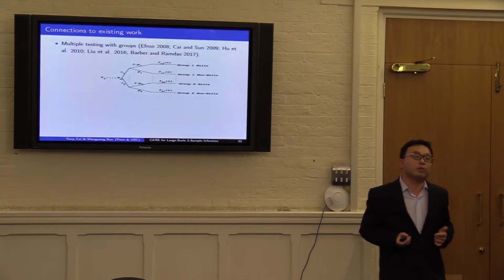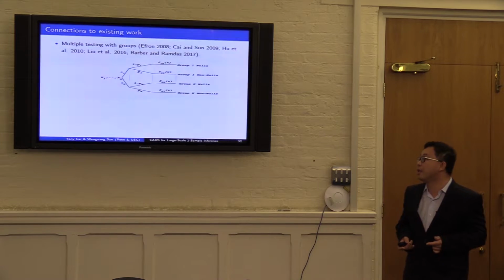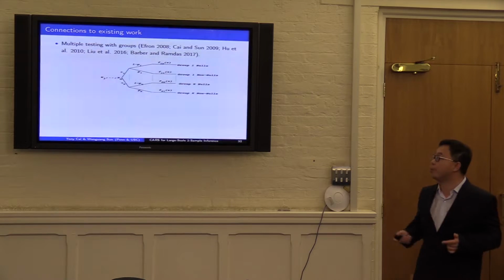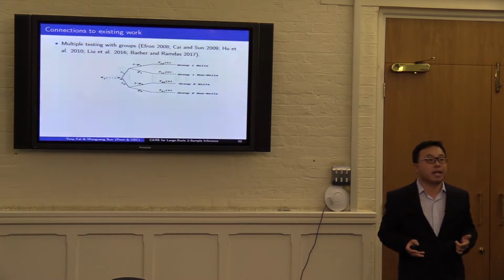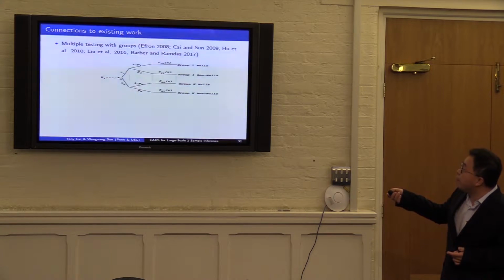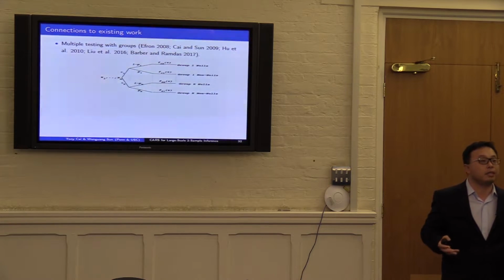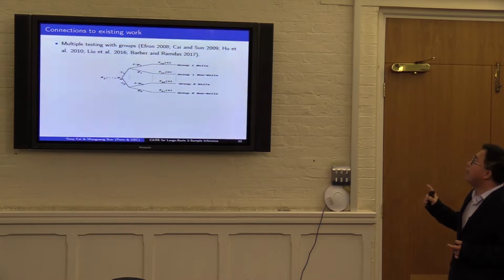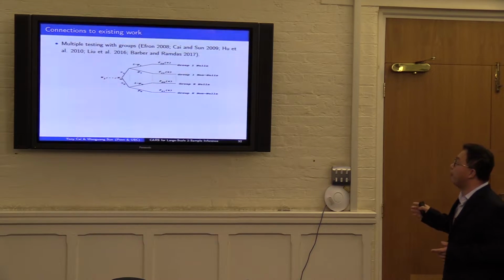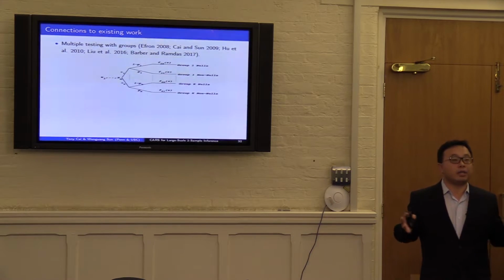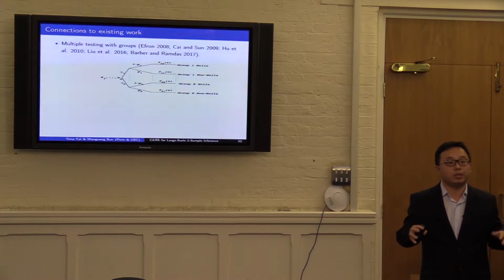So first, I want to point out that the CAS procedure is closely related to the problem of multiple testing with groups, which has been extensively studied in the FDR literature. And this is the multi-group model that has been considered widely. It's first discussed by Efron in his 2008 paper, which shows that all the testing units can be divided into k different groups.